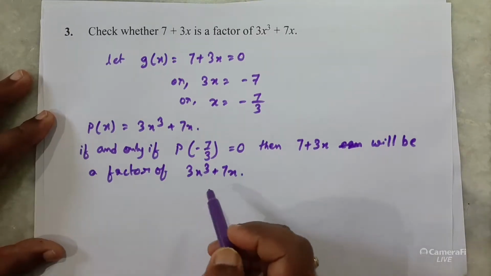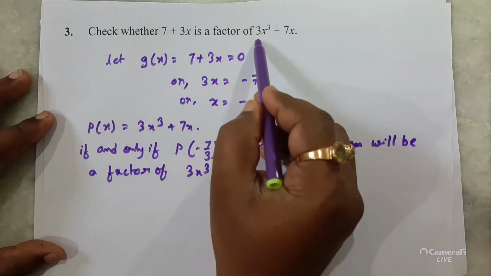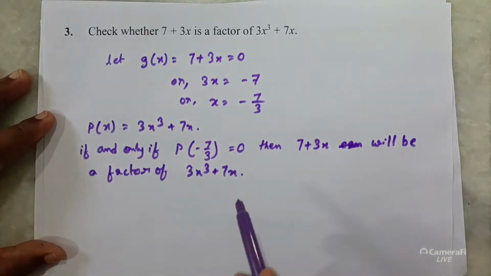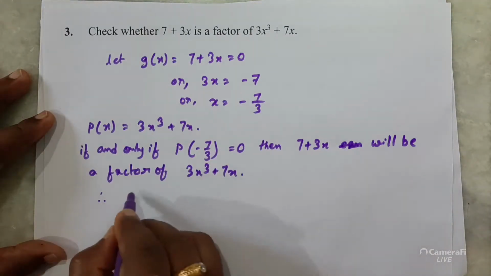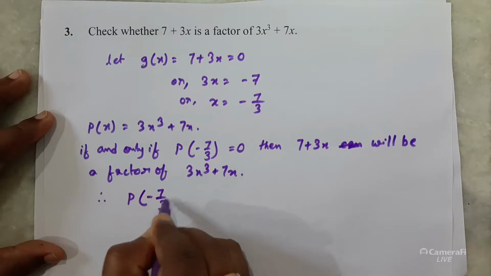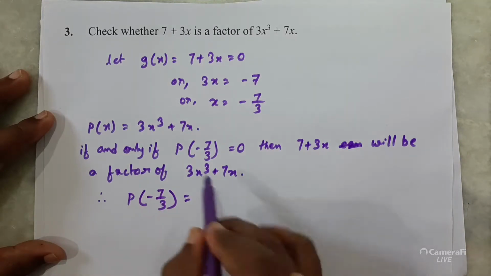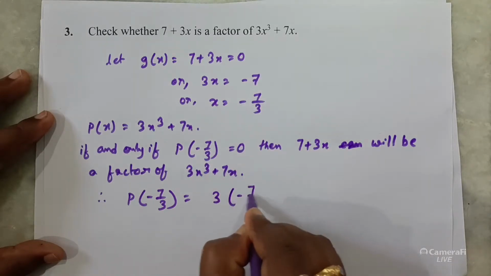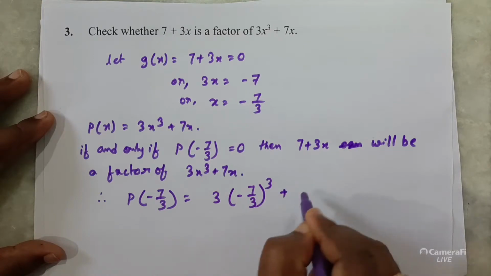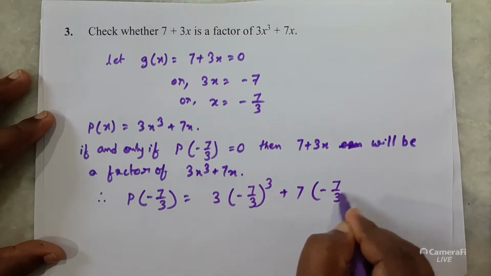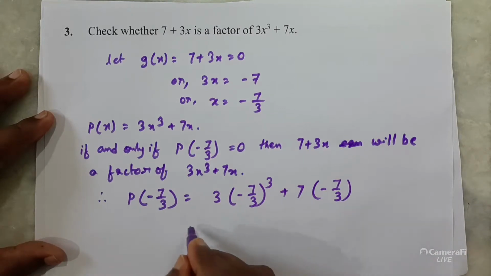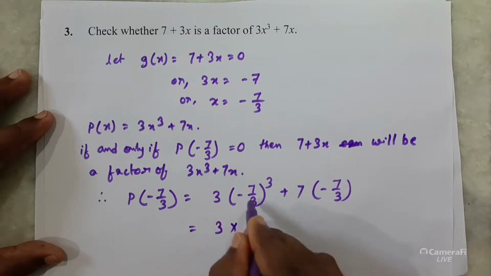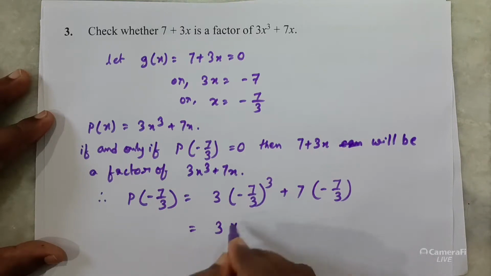Okay, that means leaving no remainder when 3x cube plus 7x is divided by 7 plus 3x, absolutely no remainder. So p of minus 7 by 3 will be equal to 3 into minus 7 by 3 whole cube plus 7 into minus 7 by 3. Okay, so 3 into minus 7 by 3 whole cube, the minus comes outside.